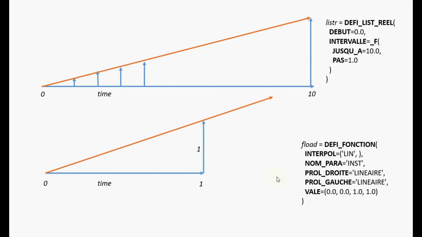The upper part shows the function to carry out the analysis itself. In this case, we will use 10 steps from 0 to 10 with interval of 1. In Code Aster's language, it is called DEFI_LIST_REEL, and DEBUT means the starting point 0, INTERVALLE means the interval, and JUSQU'A means the ending point, while PAS means the interval on which the time step will be increased.